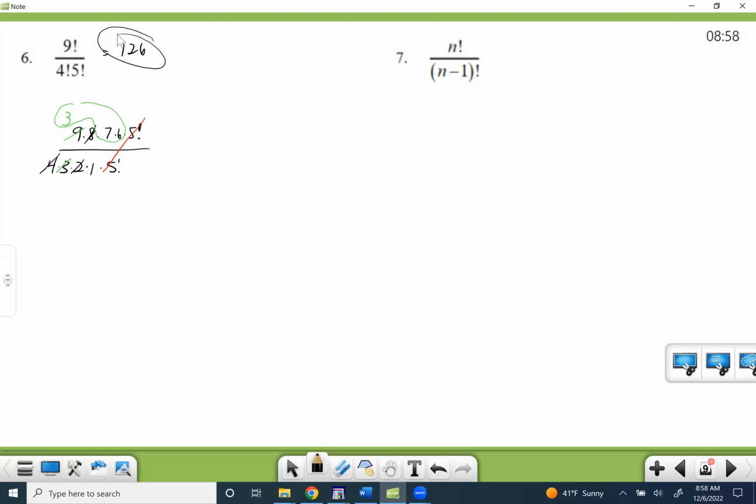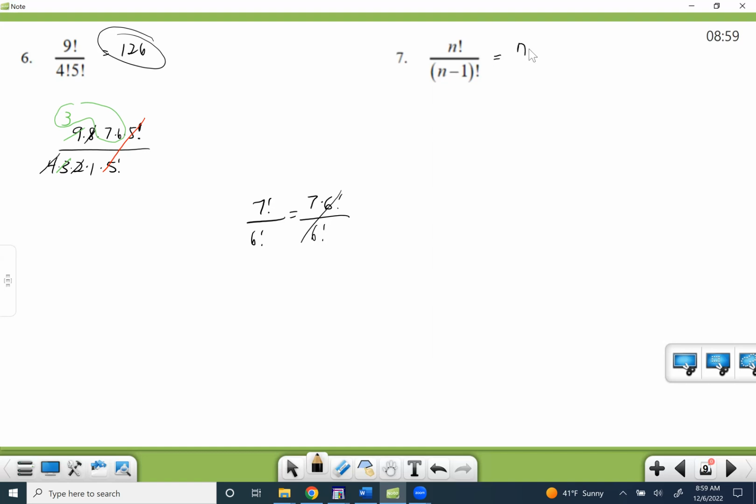Okay, so this one's a little abstract, but if you go back to our concept: whatever the bigger factorial is, you are going to expand that until you get to the smaller factorial and you're going to stop. That way you can cancel it with the one in the bottom. If we're looking at this one right here, the first question you want to ask yourself is which one's bigger? Well, n is going to be bigger than n minus 1. So we're going to take n and we're going to expand it out.